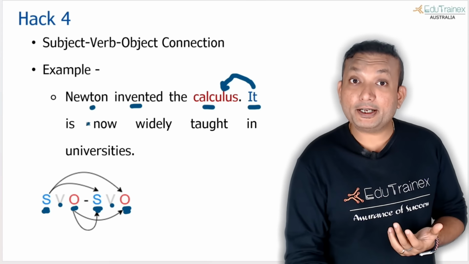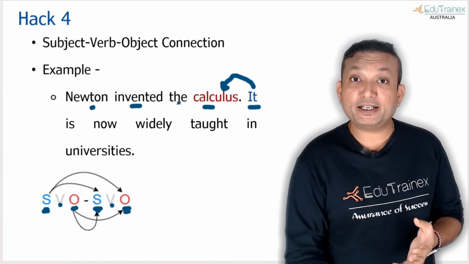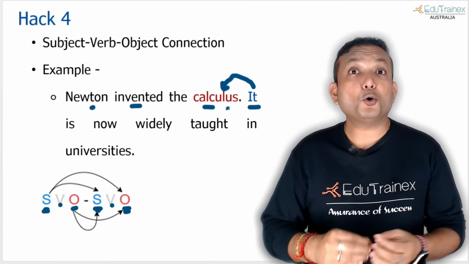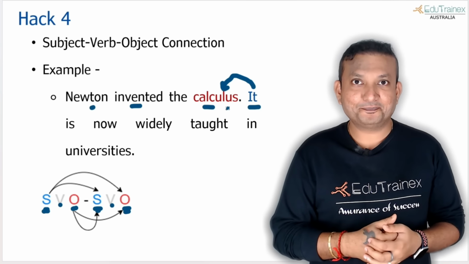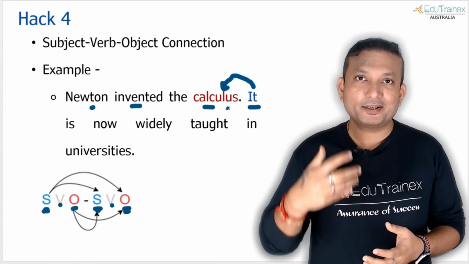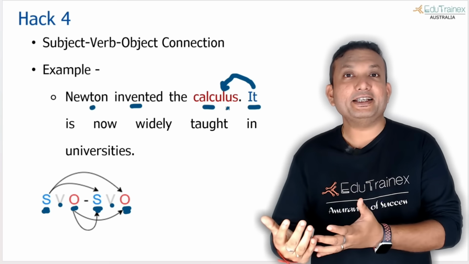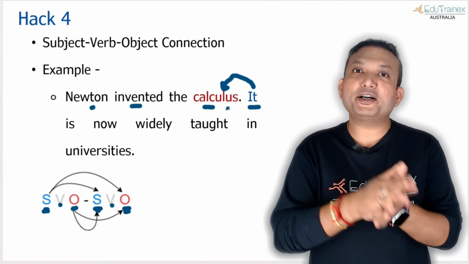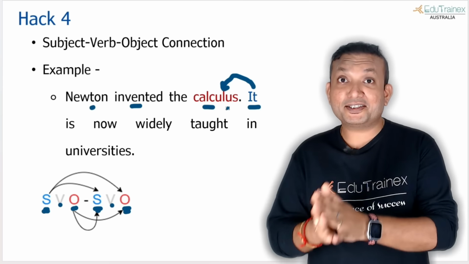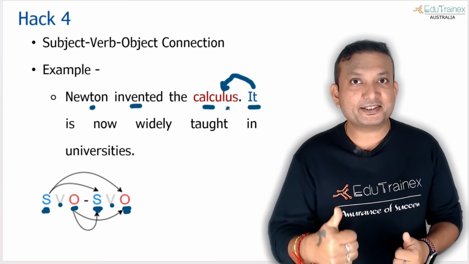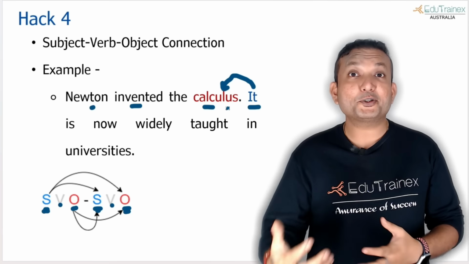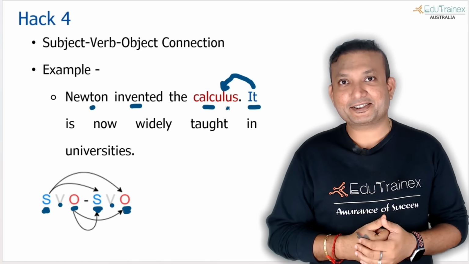Alright, what if I changed it something like this? Newton invented the calculus. He also invented trigonometry. So there I replaced the subject, which is Newton, with he. This time I replaced a pronoun pointing to the subject. So the subject remained the subject of the next sentence, but it can still be the connecting sentence because it is pointing to the previous sentence.